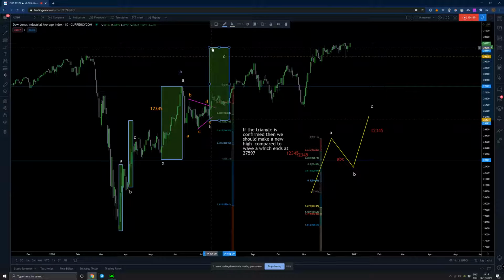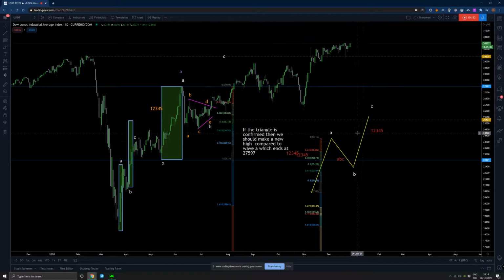However, the C wave of a zigzag doesn't always have to be classically impulsive.